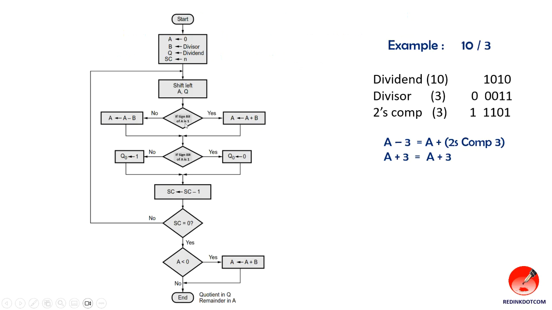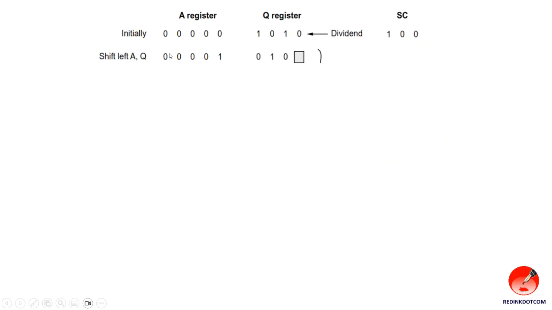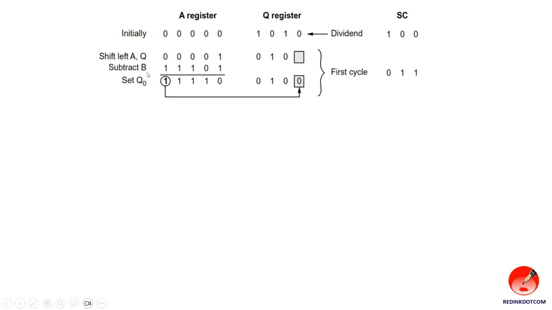Now we have to check the sign bit of the A register. If it is 1, we have to do the addition operation. If it is 0, we have to do the subtraction operation. So after shifting, the A register value is 0. So we have to do the subtraction operation.